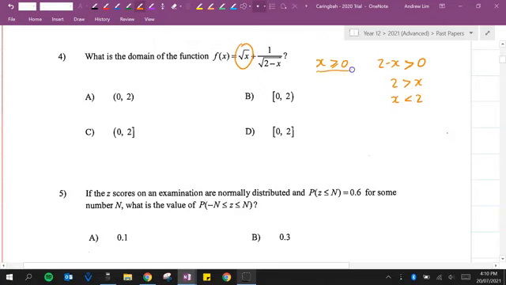So if we were to combine these together, we've got x is greater than or equal to 0, but it's less than 2. So it's from 0 to 2. We use a square bracket when we include the value, and we use a curved bracket when we don't include it because it's not less than or equal to, it's just less than. So the answer here is B.